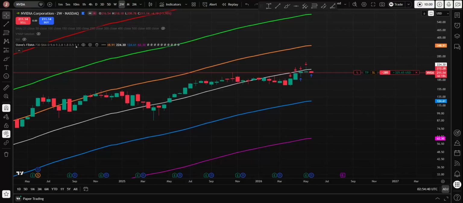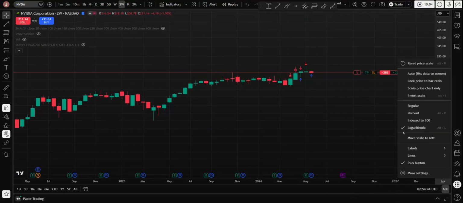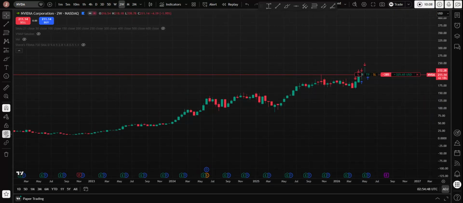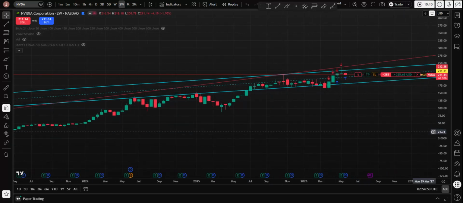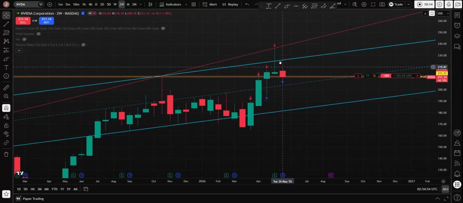So let's get rid of our FIMA. Let's get rid of our logarithmic. Let's go to regular and let's get back our drawings right here. Okay. So now, ladies and gentlemen, I introduce to you the topping tail slash gravestone doji.